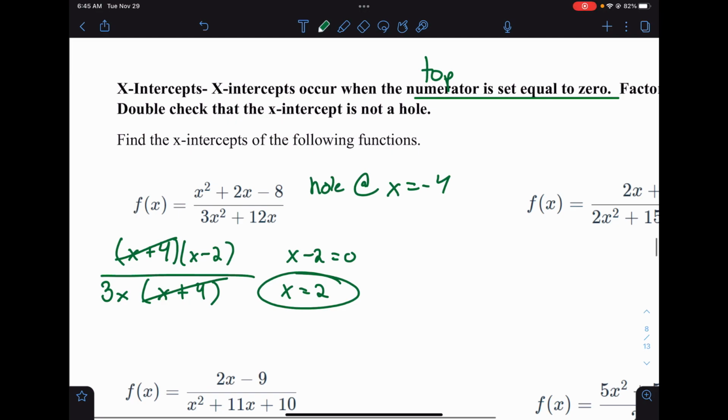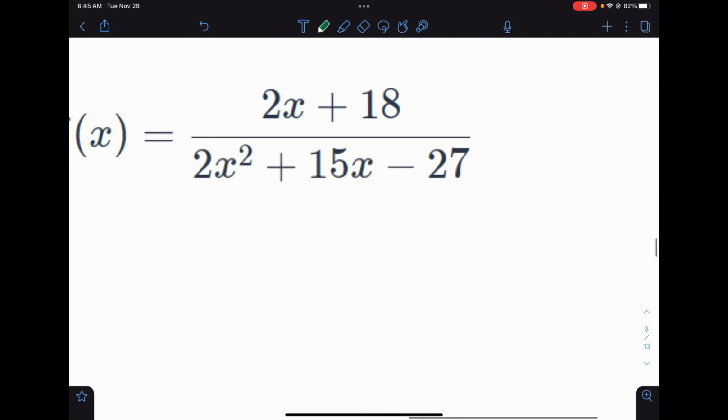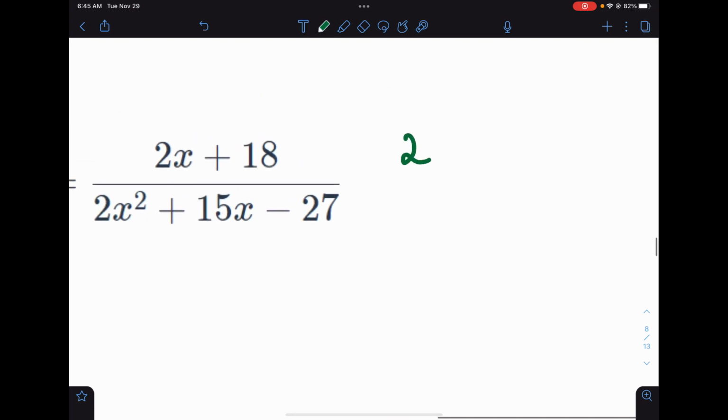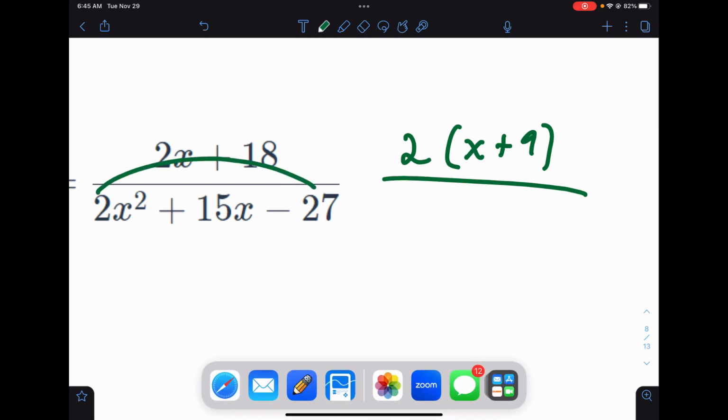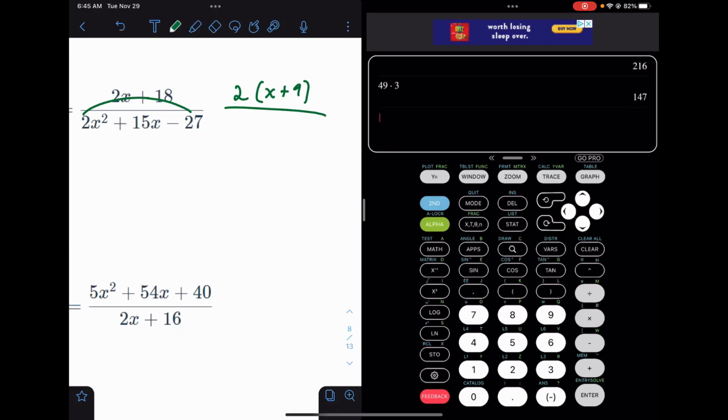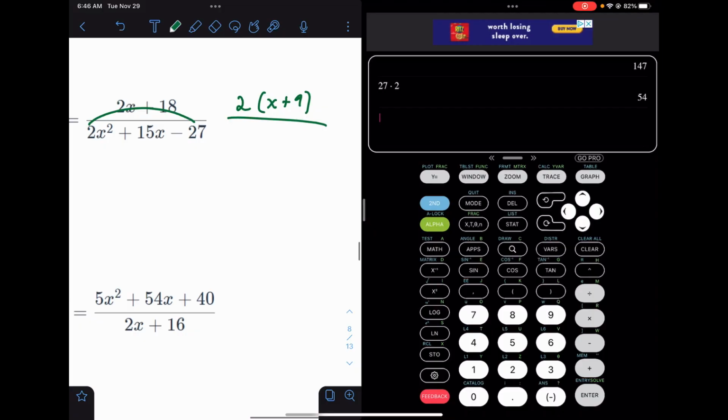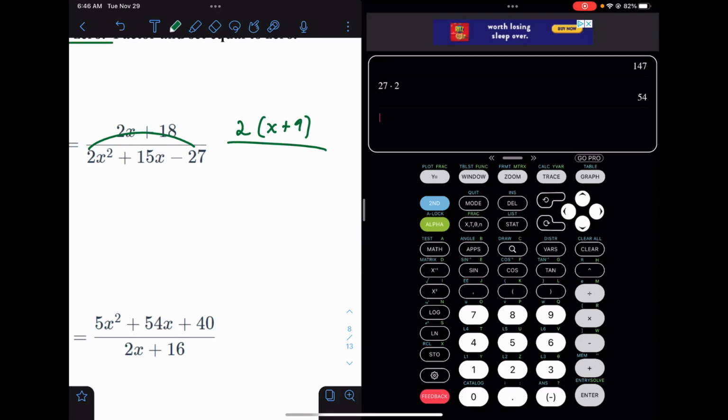All right, let's try this next one. So on top, I can take a 2 out. I get x plus 9. This one, unfortunately, it looks like I'm going to have to do some AC factoring here. So I'm going to do 2 times 27, and I get 54. So we need to multiply to negative 54. I'm going to actually just do this up here.